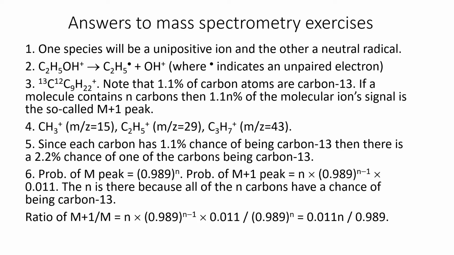0.011n divided by 0.989. And actually that 0.989 on the denominator, it's so close to 1, it's just about 1% off. It's not actually going to change the value of the 0.011. Certainly not the first two significant figures. So basically it's just going to come out as 0.011n. So again, this is the assumption we were working with before.